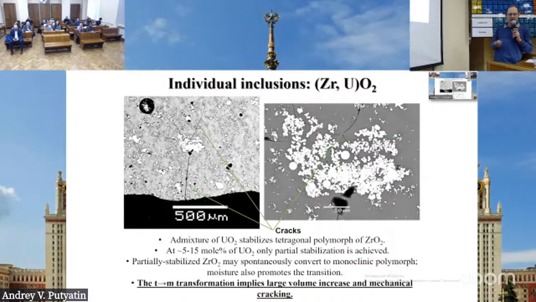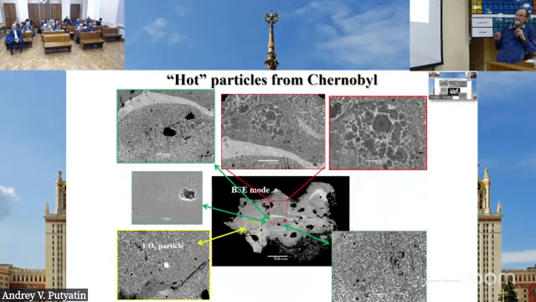And actually, this cracking of the glass matrix results from interaction of zirconium dioxide, for example, with moisture. So in principle, you have relatively stable glass with some inclusions, and some of these inclusions may undergo phase transformations due to interaction with atmospheric moisture. And this interaction may lead to cracking of the lava. And some hot particles give us kind of a representation of what was going on during the early stages of the experiment.